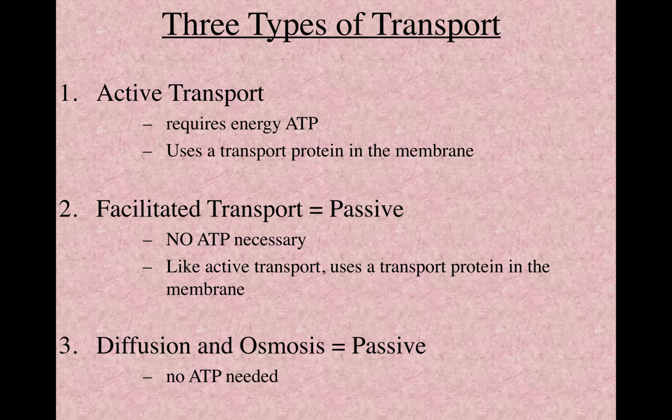So diffusion and osmosis are passive. You don't need any ATP. You don't need any energy. And facilitated transport, I'll just go up from 3 because we know about diffusion and osmosis. Facilitated transport is passive.